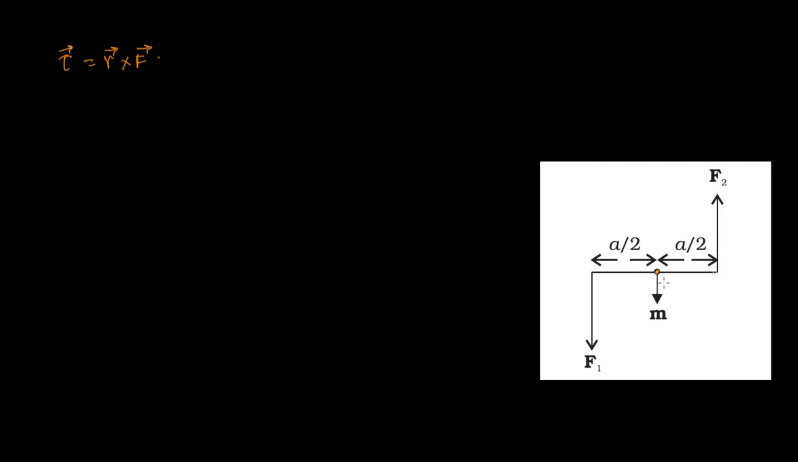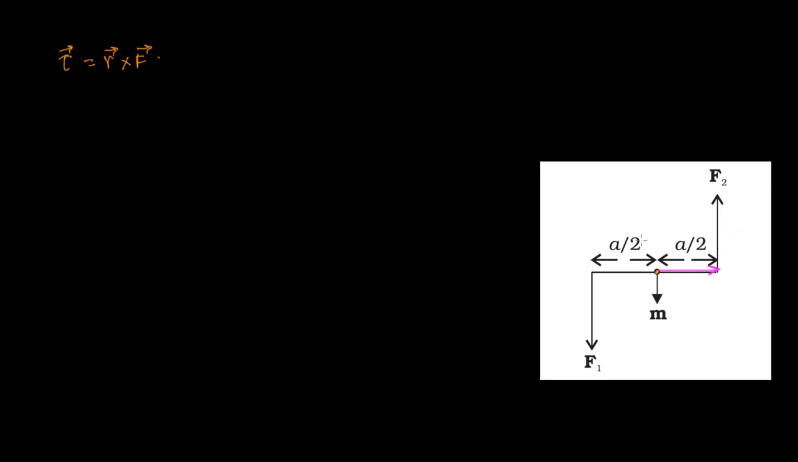What is R? R is the vector that goes from the axis to the point where force is acting. So this is my R vector, right? And my F vector, this vector, either this vector slides here so that it becomes co-initial, or this R slides ahead so that this becomes co-initial.